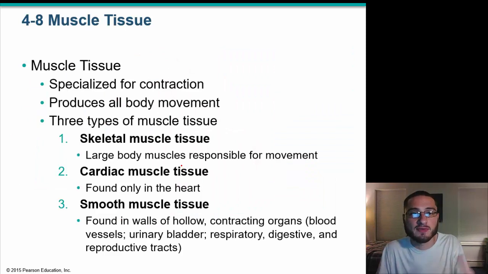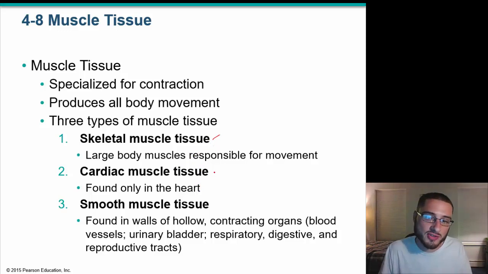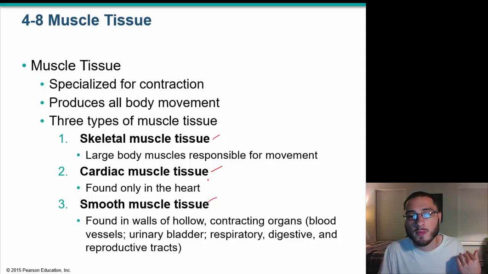Okay, our 3rd type of tissue, muscle tissue. You have skeletal muscle tissue, cardiac muscle tissue, and smooth muscle tissue. Skeletal muscle tissue is what you typically think of when you hear the word muscle tissue, but there's also cardiac muscle tissue found specifically in the heart, and then smooth muscle tissue, which you're going to find in your alimentary canal, your digestive tract, your blood vessels, your urinary bladder, your respiratory system, and reproductive tract. Those are all the things that you're not actually thinking about controlling.